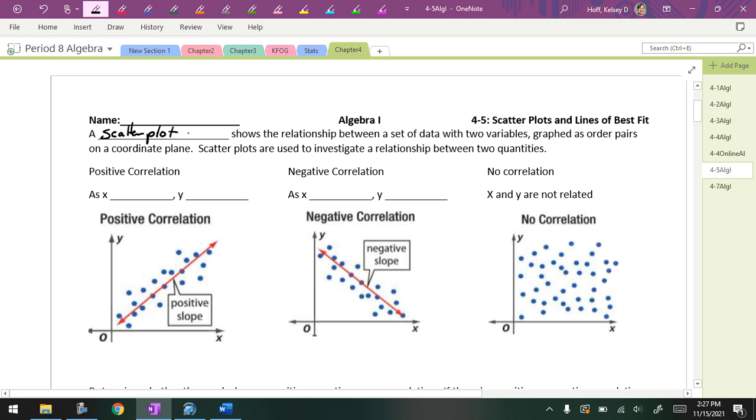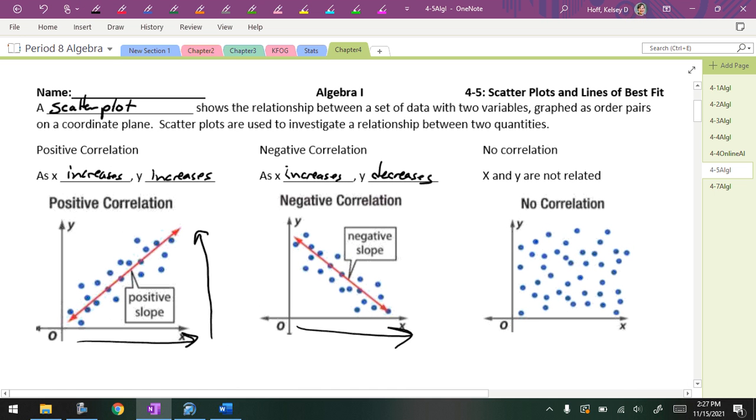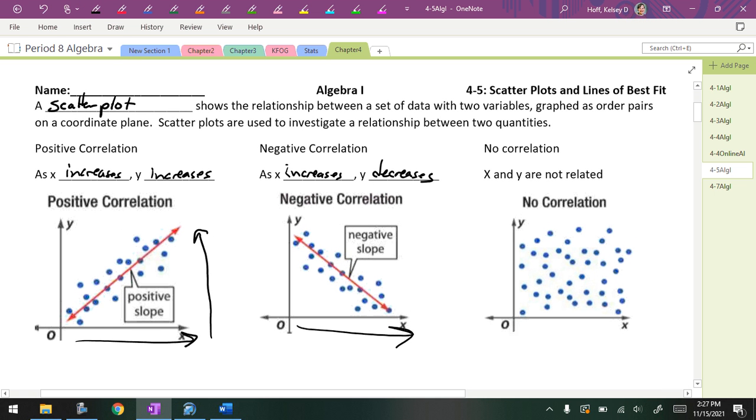If you have a positive correlation, it has a positive slope. As x increases, y increases. It's positive. As you work your way to the right, the line is increasing. A negative correlation, as x increases, we always work our way to the right. As x increases, what's happening to y? It decreases. And then there's a possibility of no correlation, where Miss Hoff calls mass chaos. It's just everywhere. We've already actually talked about this part.